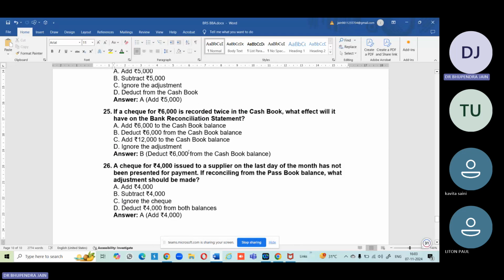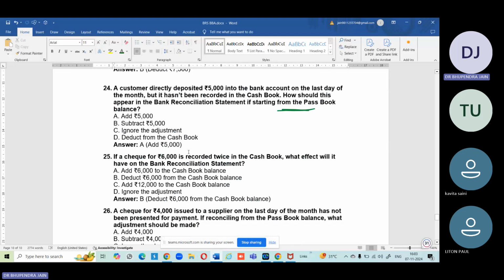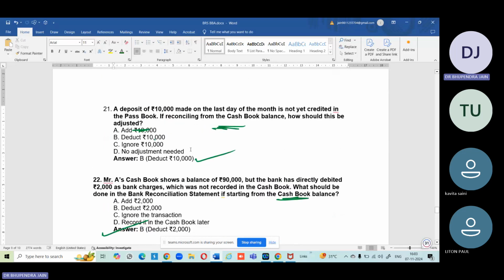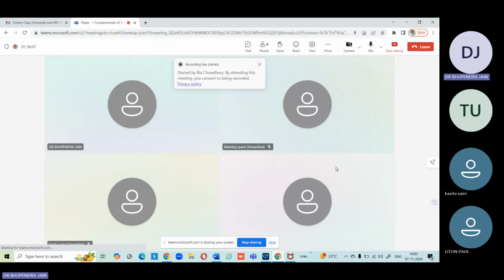I think we have covered the complete chapter of bank reconciliation statement. If any of the things is missing, I will go through your study material and my notes, and definitely I will cover the remaining part. Clear, beta, in the next class. I think for today, done.